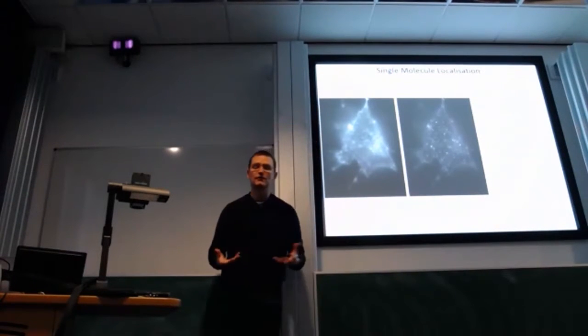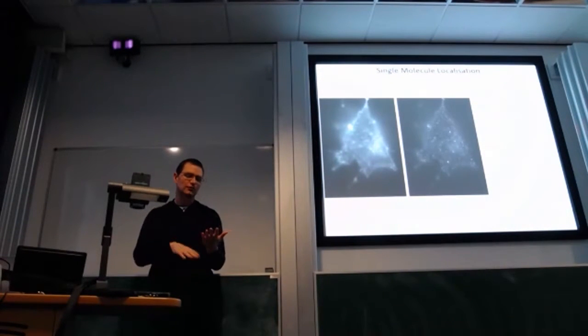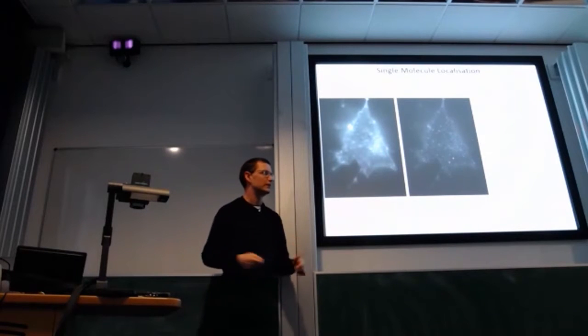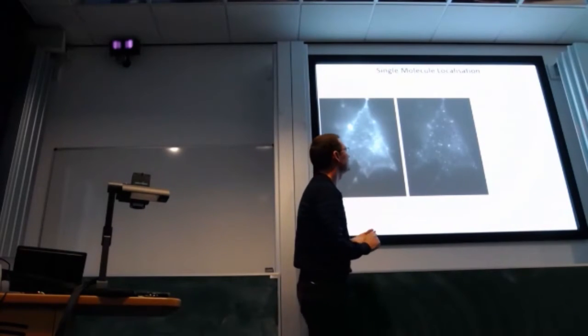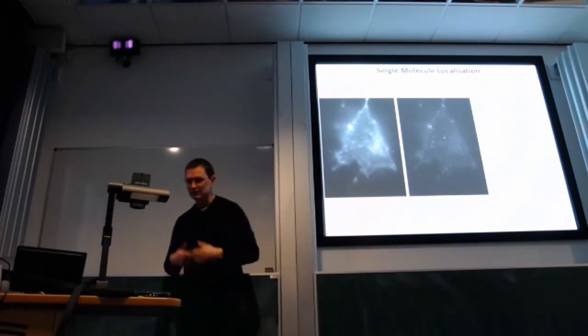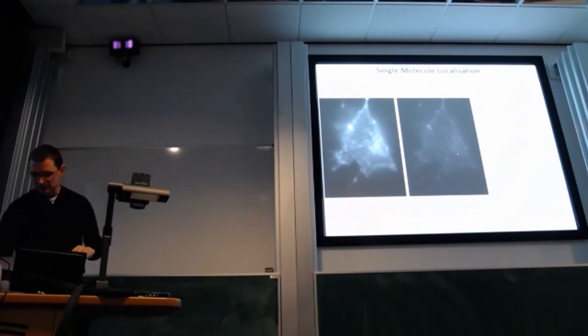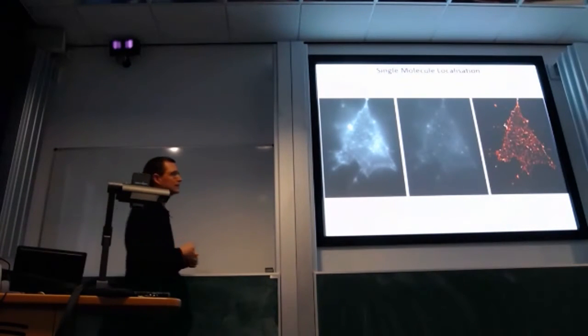For each movie frame, you take that image out, you find out where the spots are, you localize each spot, you record that information, and you repeat the process. You need millions and millions of data sets to do that. It's quite experimentally challenging, but when you do it, you can get something that looks like this.